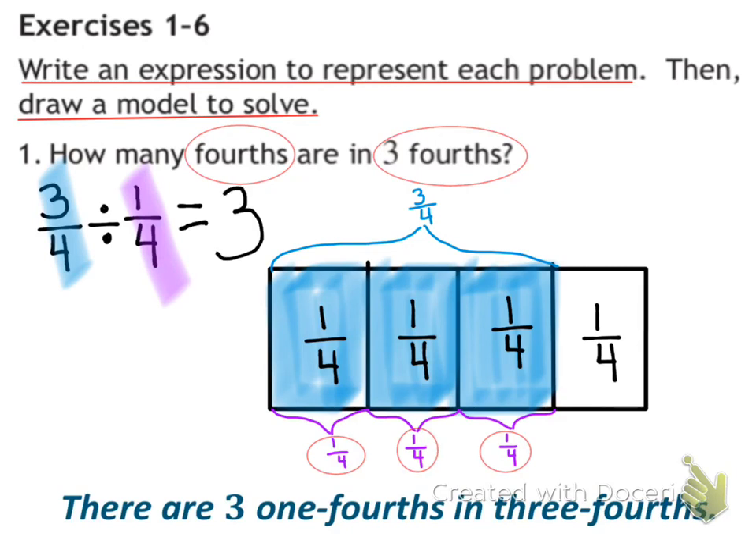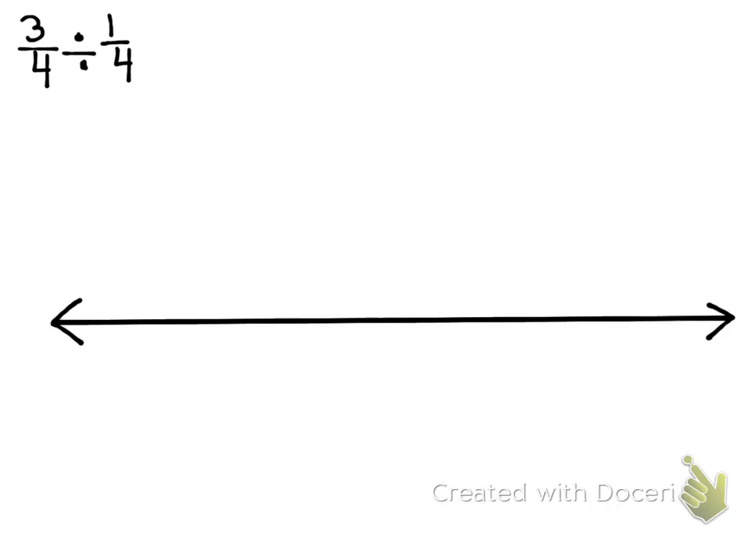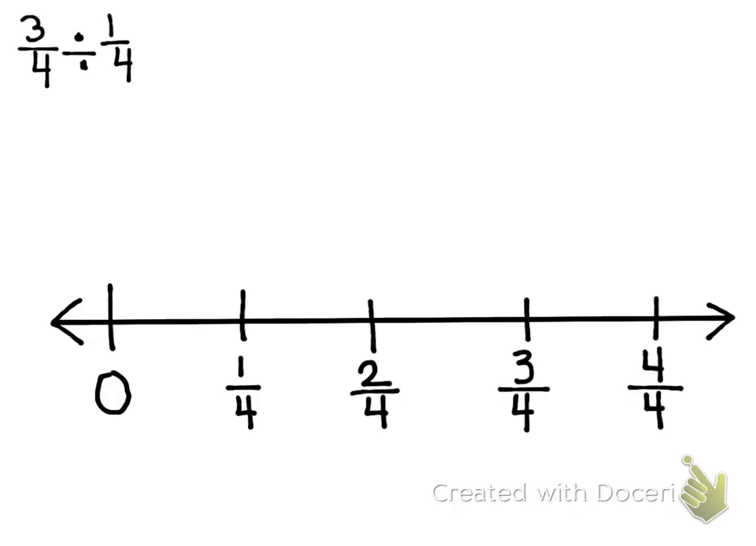Now I'm going to take this exact problem and show you how to do this using a number line. So again, 3/4 divided by 1/4. I'm going to draw my number line. And we always start with 0. And I'm going to increase by fourths. 1/4, 2/4, 3/4, 4/4. And I'm going to label 3/4, just almost like we did with the tape diagram.